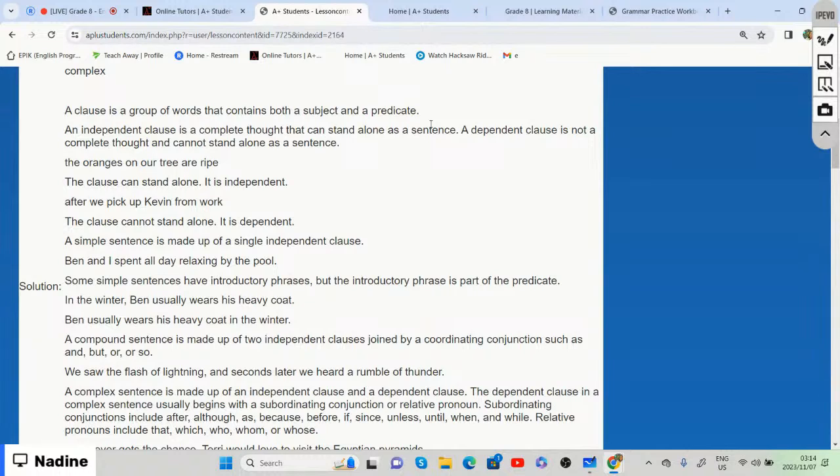So in this case, this is a clause that we just read, right? And this clause has a subject as well as a predicate, so it can stand alone. So it is basically independent, and we also call it an independent clause.